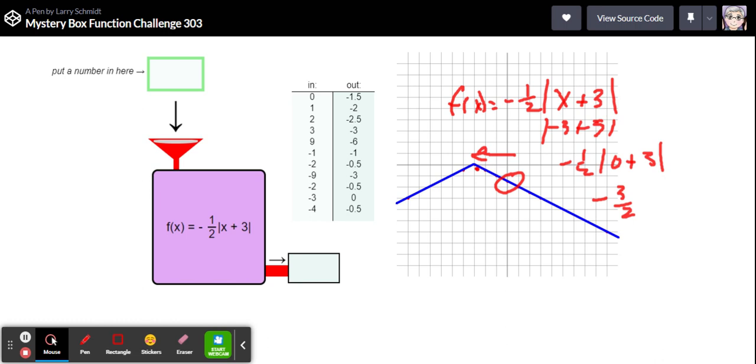Well, how did that go for you? Were you thinking linear like I was, or did you guess that it was an absolute value?